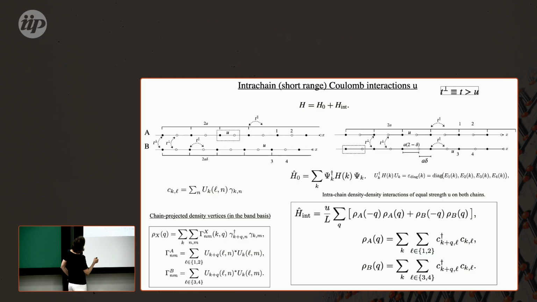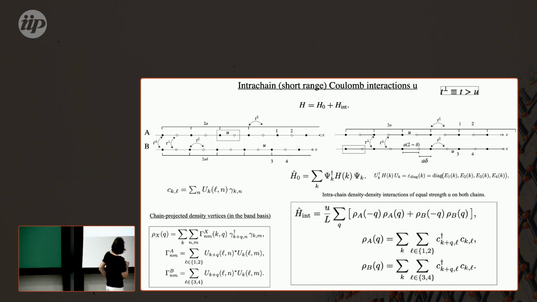Again, intra hopping in the same chain, inter hopping between the chains. And I will have a Coulomb interaction between nearest neighbor chains of the same side, a constant, not Q dependent, U. So these interact just by this short range Coulomb potential. And the same story in the side ladder.